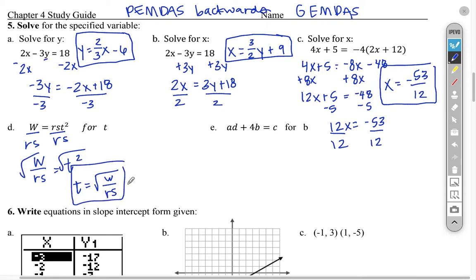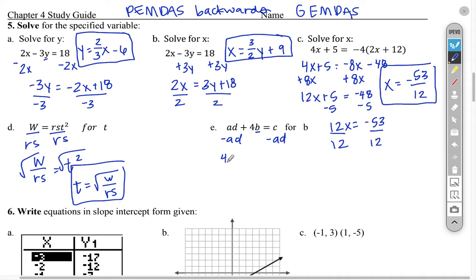That is your answer. All right, and last one, we're solving for b, which is right here. So we're going to start by moving this AD to the other side. So we're going to subtract AD. If you have separate terms that are not being multiplied, remember that's what you need to move first because we're doing PEMDAS backwards. So you add and subtract first, and then you multiply and divide.